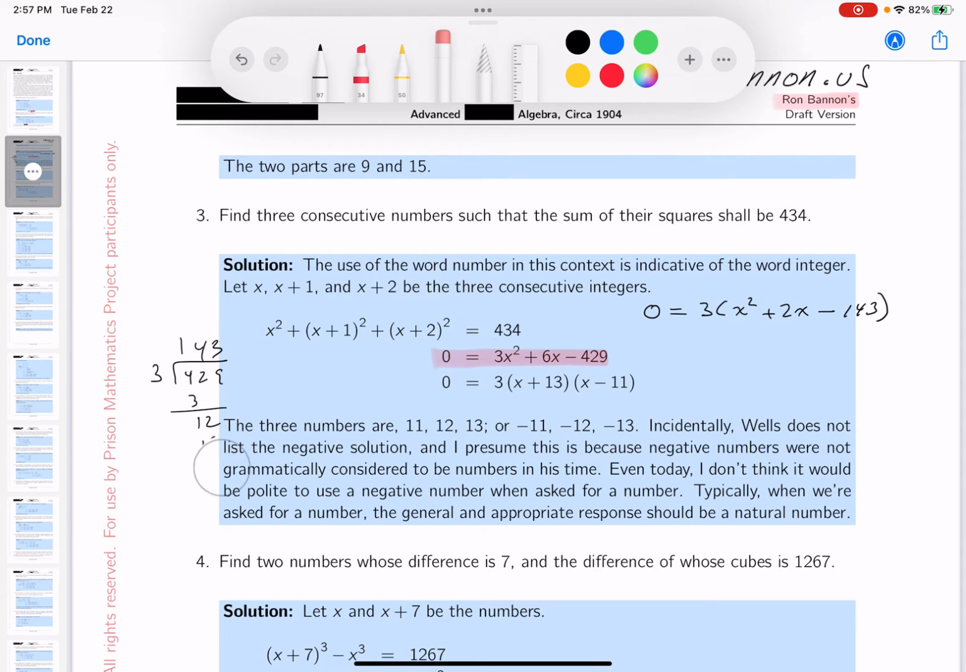And I'm looking at 143. And, gee, that's a tough one, isn't it? 11 times 13. Let's put that down. 0 equals 3, x, and 11 and 13. The product of 11 and 13 is 143, and they do differ by 2, so it's going to be plus 13 minus 11. So the answer here is x equals 11, and the other answer is going to be x equals minus 13.